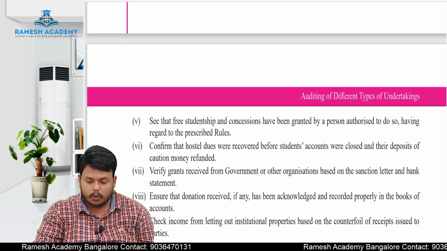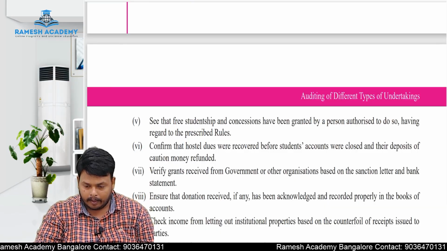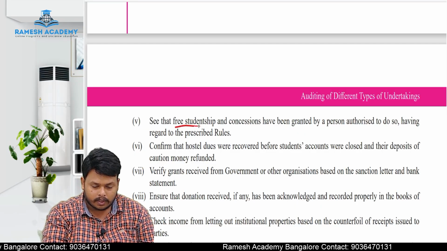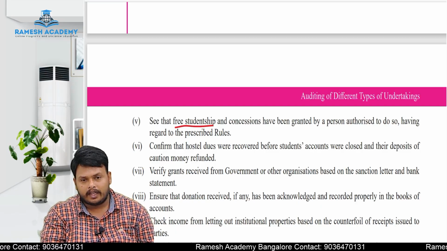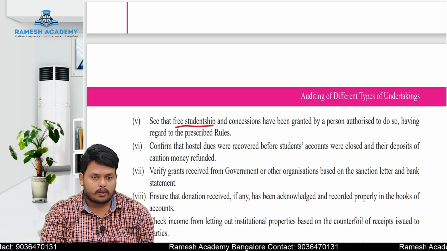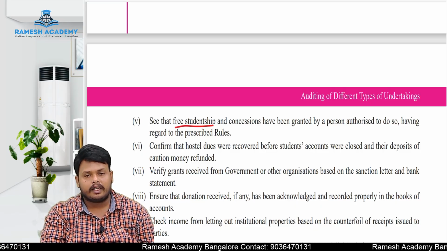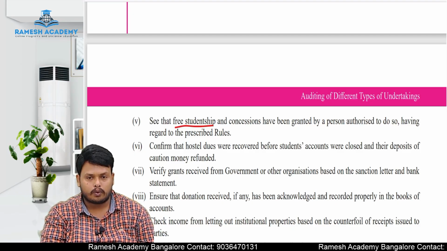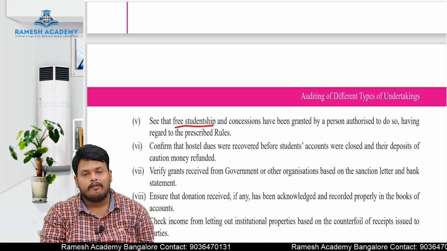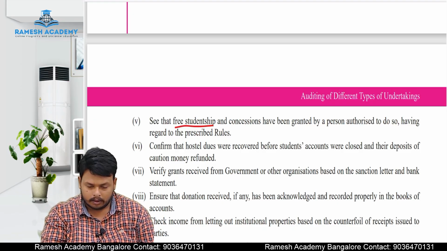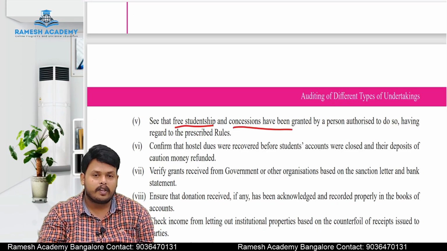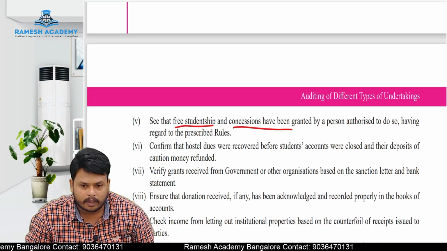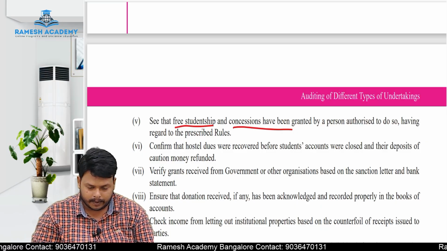Free studentship and concession have been granted by a person authorized to do so, according to the prescribed rules. The auditor has to check if any free admission is given to a student based on the prescribed rules. Then in that case the auditor has to check how the student has been given it and who has been authorized to do so, whether the person who has given this is an authorized person or not. And if any fee concession is given to any students, they have to take the signature of the concerned authorized person.